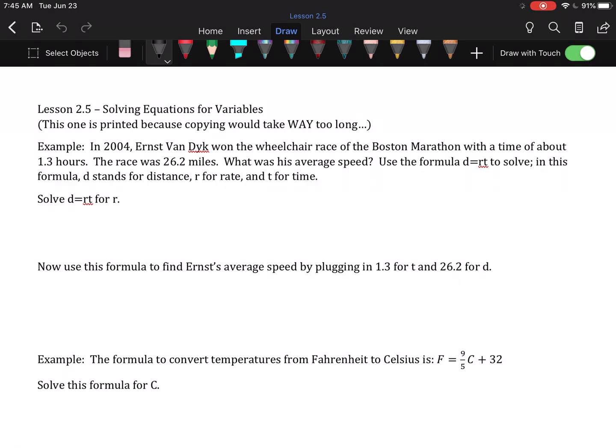So the first thing we're going to do is take this multivariable equation, d equals rt, and solve it for r. Which means this guy right here needs to be by himself. He currently is not. So the question is, what's happening to him? He is being multiplied by t. Well, he wants to be by himself, so we have to undo that. How do you undo multiplying by t? Divide by t. And of course, whatever we do to one side, we do to the other. So d divided by t is equal to r. That's solving for a variable.